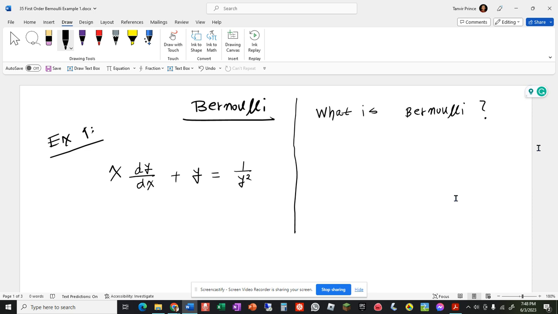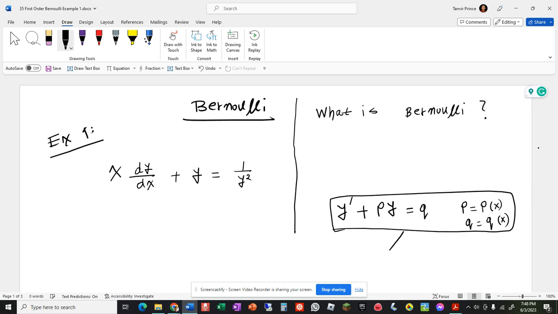So remember, the linear first order can be written as y prime plus some function p times y, p as a function of x or a function of t, whatever the independent variable. So y prime plus py equal to q, where p is a function of t or a function of x, and q is a function of x. So that's linear. Bernoulli looks very similar, but it's not linear.